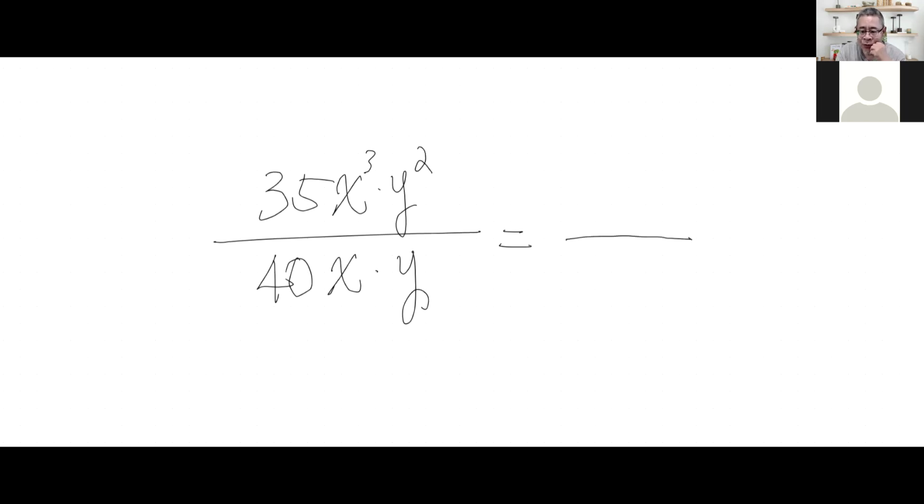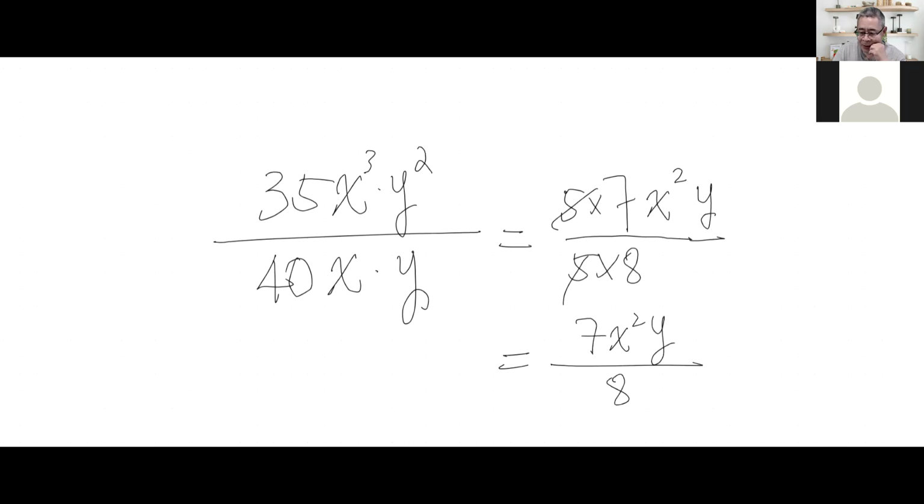Very good on the symbols, but we know that 35 is 5 times 7. Very good on the variables. x cubed divided by x is x squared. Very good. And y squared divided by y is y. Perfect. But 40 is 5 times 8. So therefore we got 5 cancel. We got 7x squared y and over 8. Good? Good. All right. Let's just try 2 more, okay?